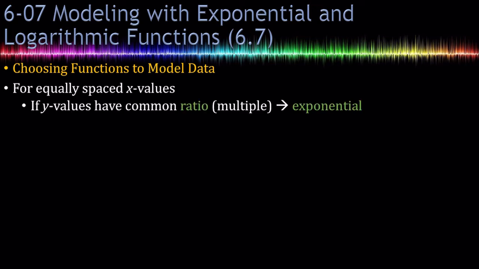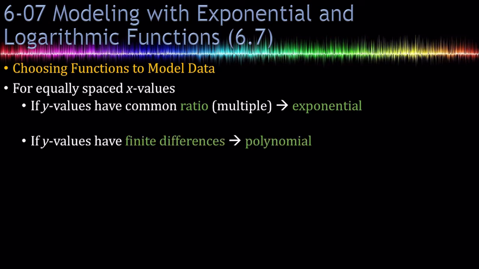If the y values have a common ratio, so a multiple, so let's say you're always multiplying by 2, or always multiplying by a half or 3/4, then it's exponential. If the y values had the finite differences that we've done before, remember that was where you subtracted, and you subtracted, and you subtracted until you got all the same thing, that was a polynomial.